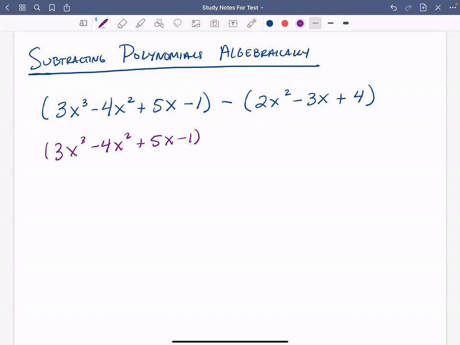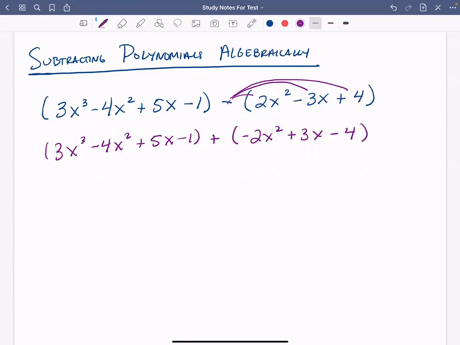And then what we're going to do is distribute this negative into each term of that backside polynomial. I'm going to change this to a plus. What I'm doing is distributing this negative into it, so now I'm just adding and combining like terms. Negative times 2x squared gives me a negative 2x squared. Then I have negative times negative 3x. Again, I'm just changing the sign, so this gives me positive 3x. And then lastly, a negative times 4 gives me a negative 4.